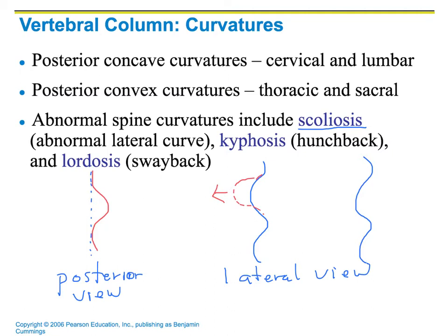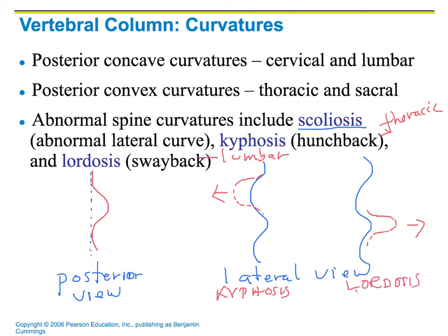And for lordosis, which is an abnormal lumbar curvature, there will be an exaggeration here. So this is an abnormal thoracic curvature, specifically, and lordosis is an abnormal lumbar curvature, specifically. So this one is kyphosis, this one is lordosis, and the first one here is scoliosis.